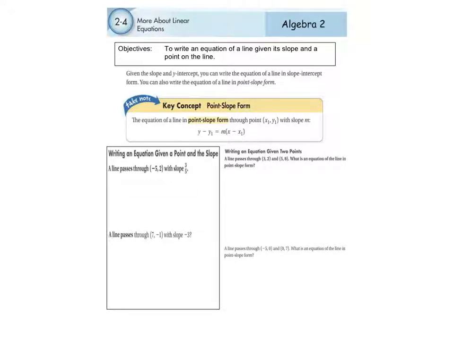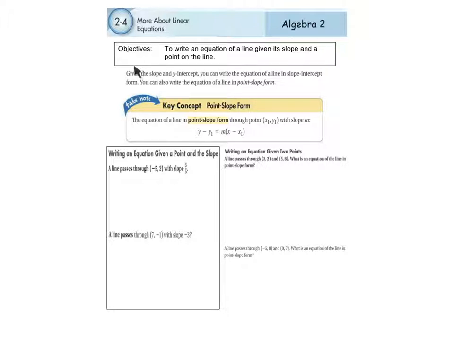Section 2.4, we're continuing to write equations of lines, except we're going to learn a new form today, and we're also going to use some different things. You're not always going to be given the slope and the y-intercept every time, okay? But in this case, we're going to be using a point and the slope.